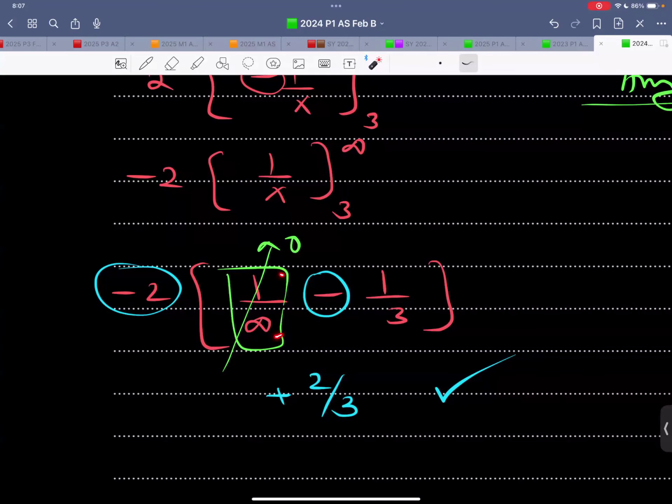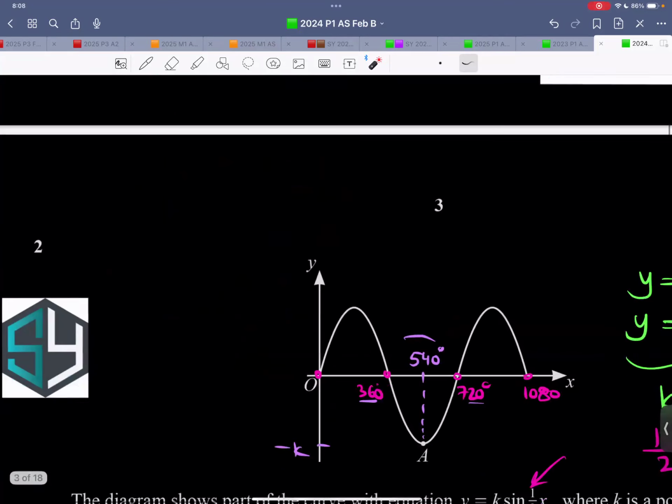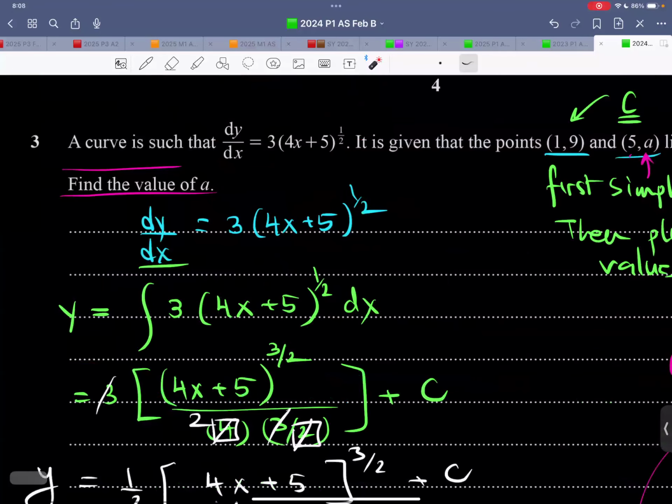So this is 1 over infinity minus 1 over 3. Any number divided by infinity is 0, so this thing becomes 0. And minus 2 into minus 1/3, that's plus 2/3. That's the special thing. This we already talked about.